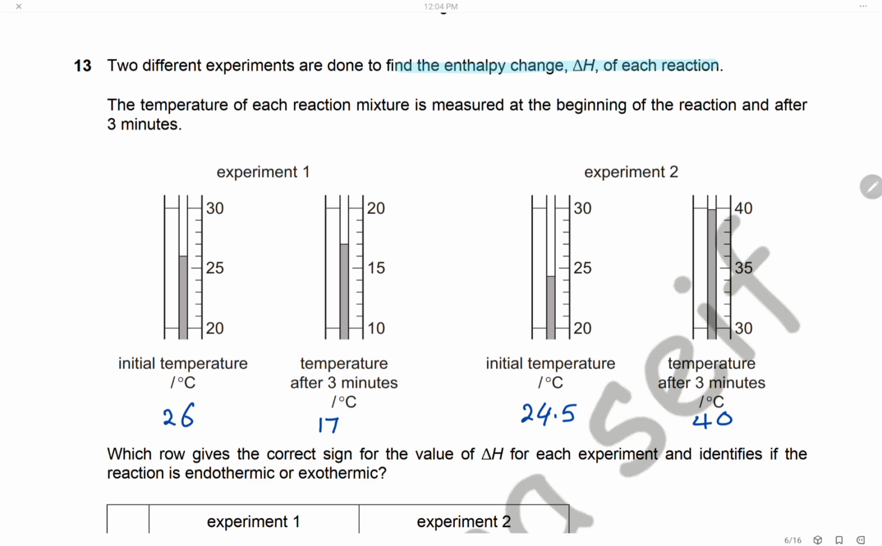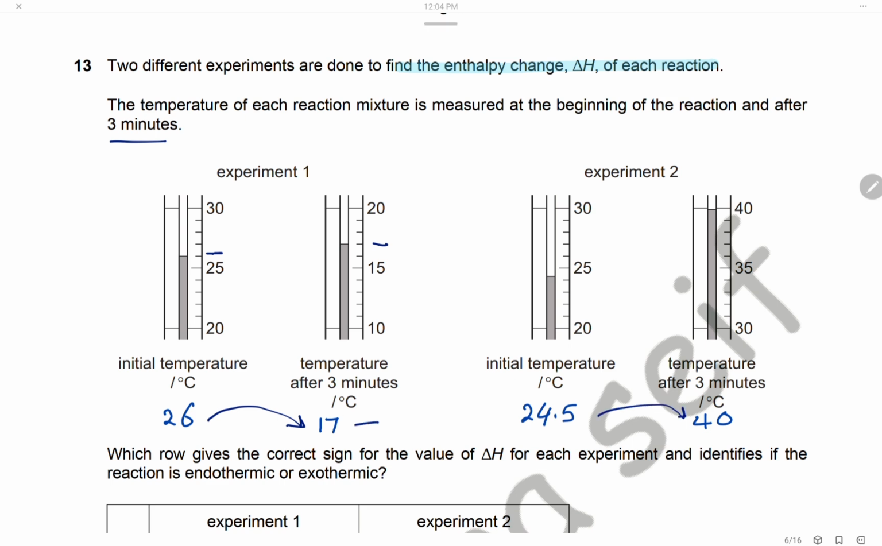Question 13. 2 different experiments are done to find the enthalpy change, delta H, for each reaction. The temperature of each reaction mixture is measured at the beginning of the reaction and after 3 minutes. In the first experiment, the initial temperature was 26, as we can see here, and the final temperature after 3 minutes was 17. That means we have a decrease in temperature. And in the second experiment, the initial temperature was 24.5 and the final was 40. So here we have an increase in temperature.